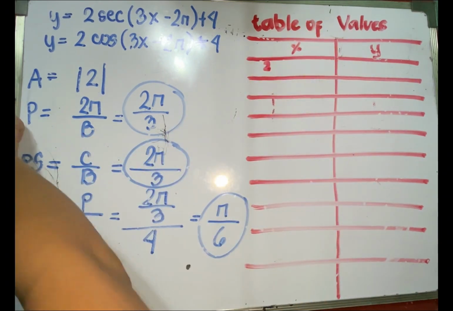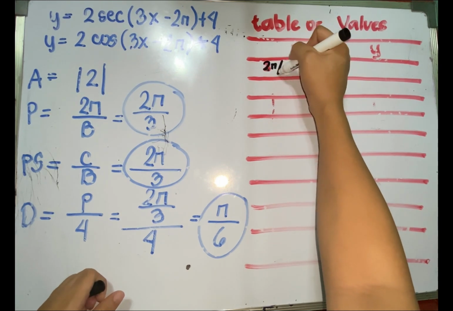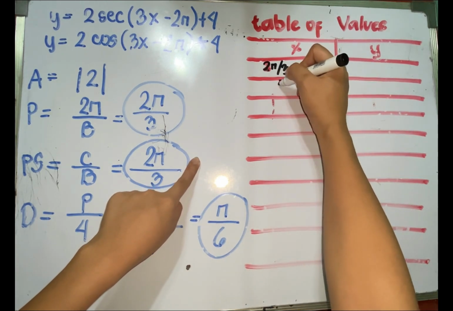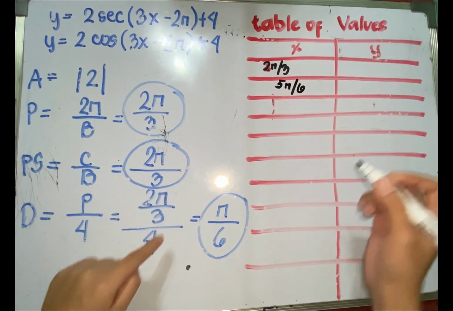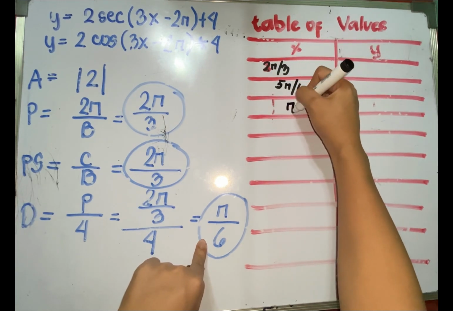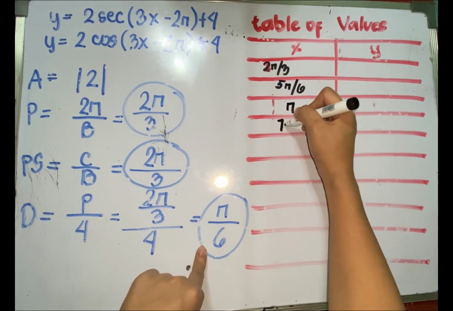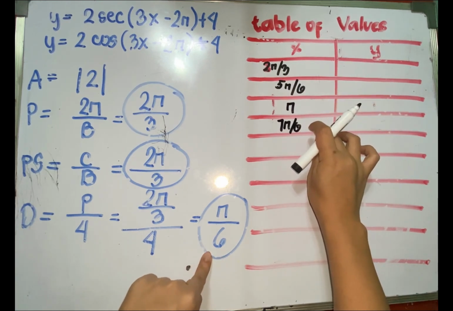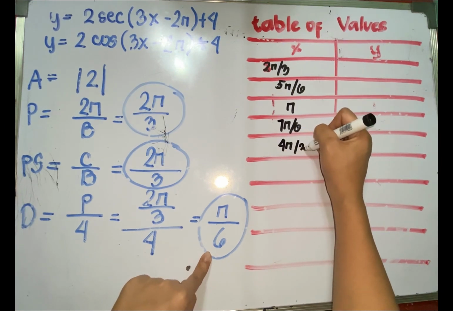First we have to write our phase shift, which is 2 pi over 3, and you have to add this 2 pi over 3 with pi over 6. It becomes 5 pi over 6. Then 5 pi over 6 plus pi over 6 is equal to pi. Then pi plus pi over 6 is equal to 7 pi over 6. Then 7 pi over 6 plus pi over 6 is equal to 4 pi over 3.